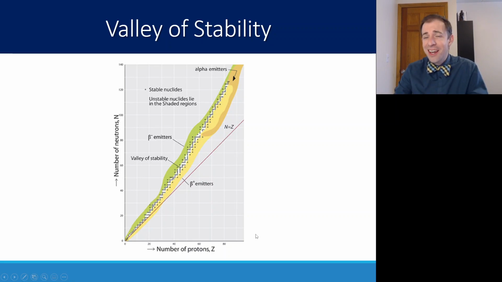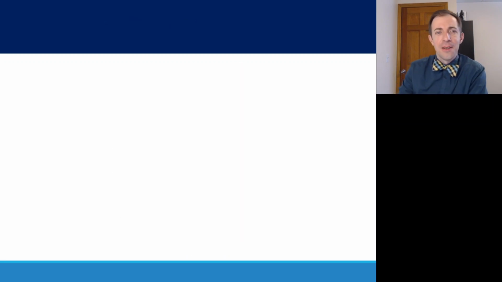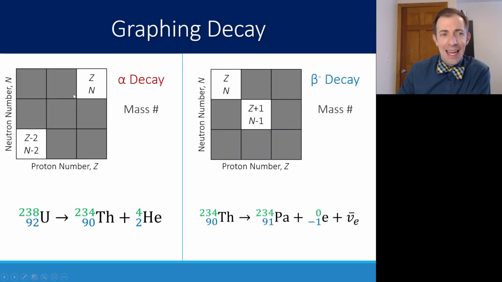So let's look quickly at what this radiation looks like in terms of these axes. Here, if I have alpha decay, that means that I am losing two protons and two neutrons. So I go down two in protons and down two in neutrons. I'm essentially skipping over two and two, going down and to the left.